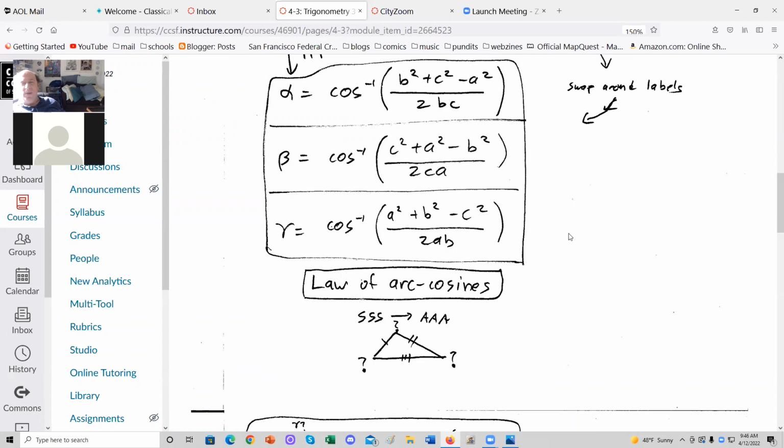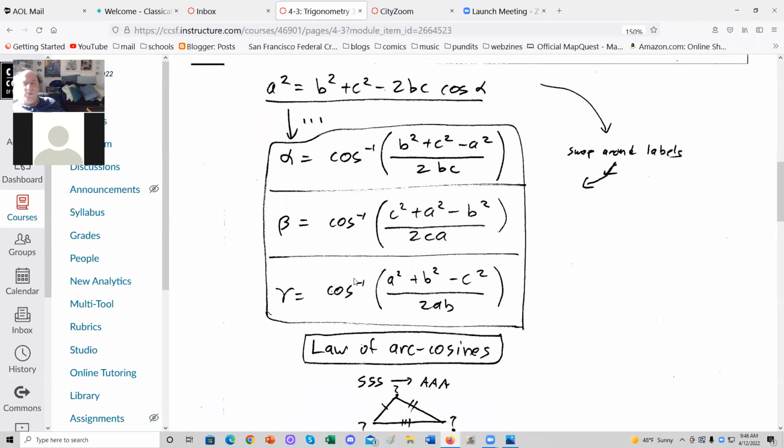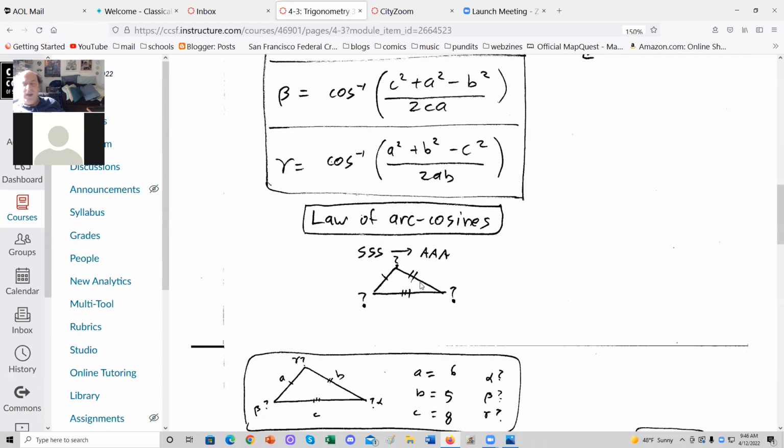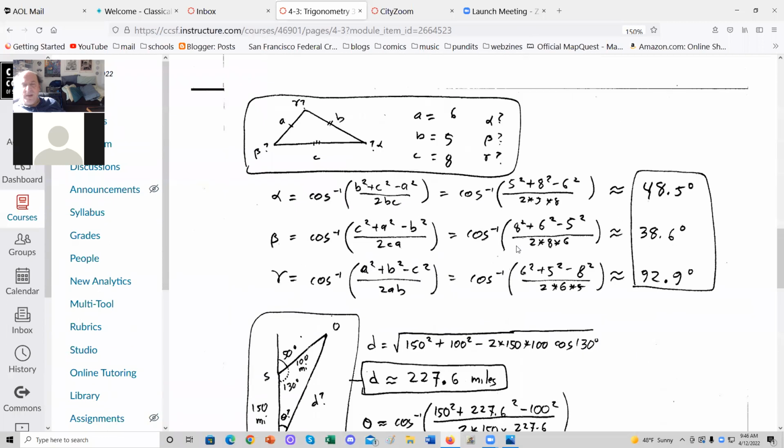The book doesn't give a name for it. In fact, it doesn't even list it, but I think this is worth just writing down as such. And I call it the law of arc cosines. Given three sides, you find three angles. So there we are. Now, let's give an example.